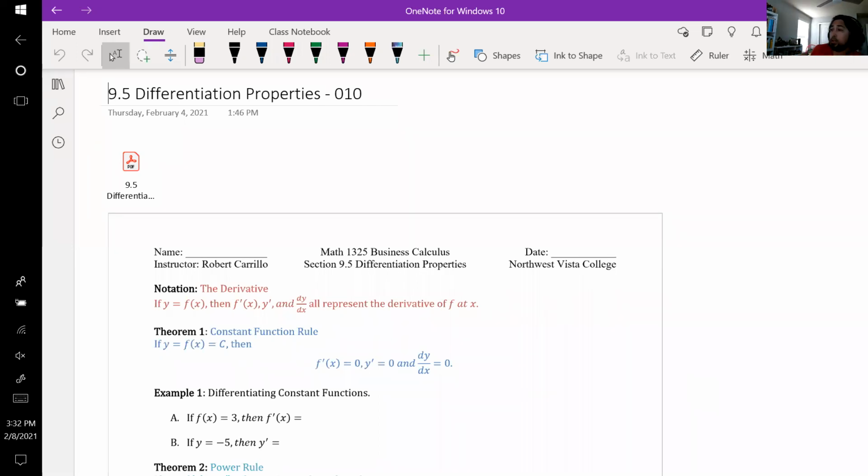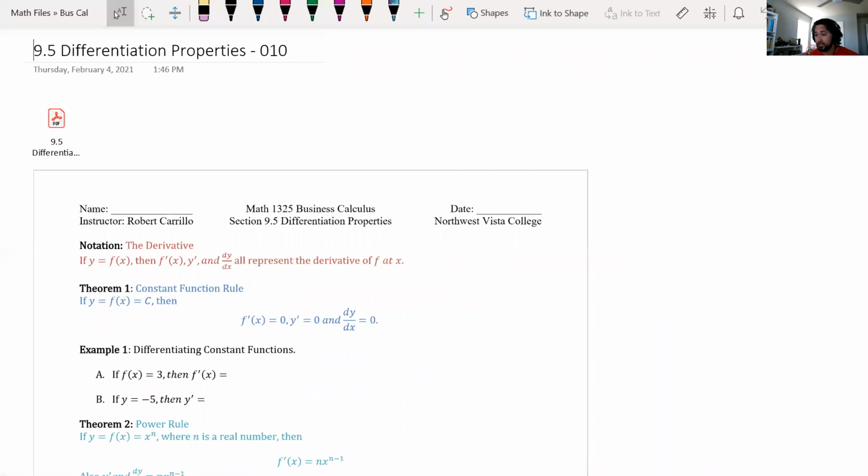Okay. So on Wednesday, we learned about the definition of the derivative, and it was really, really long. Well, today is more rewarding because we get the shortcut to the derivative. So these are differentiation properties.